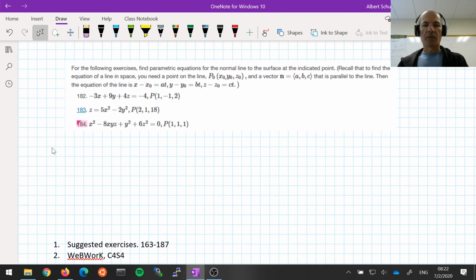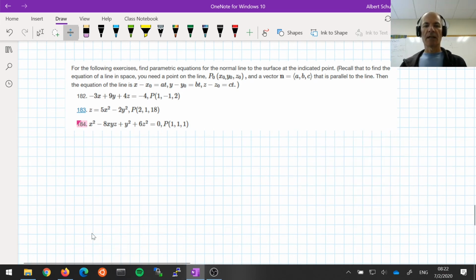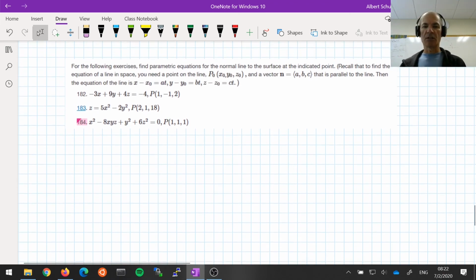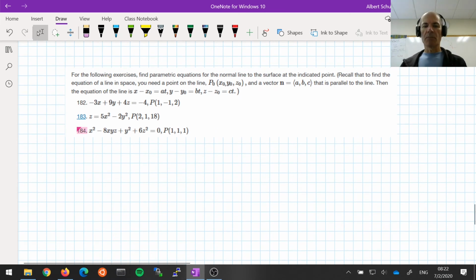Okay, for our final exercise, you're asked to find the parametric equations for the normal line to the surface at the indicated point. I'm going to do this in a way that's perhaps slightly different from the book. And again, this is just maybe to foreshadow and also remind you of implicit differentiation. So in problem 184, we again see that the z is kind of buried inside this equation. So we have three variables, but we don't have a convenient way of solving for z in terms of x and y, because we have a z squared here and a z.